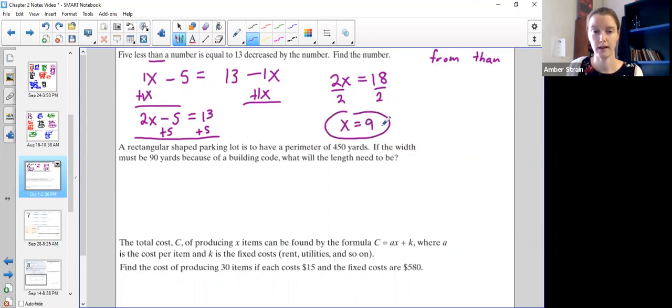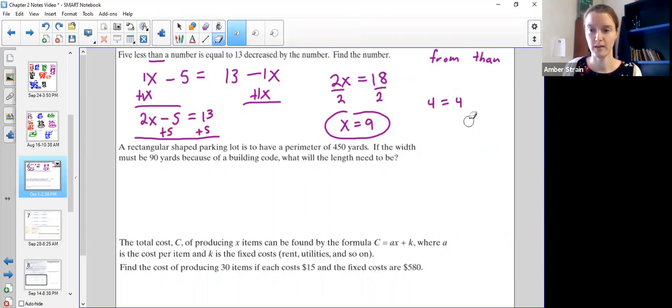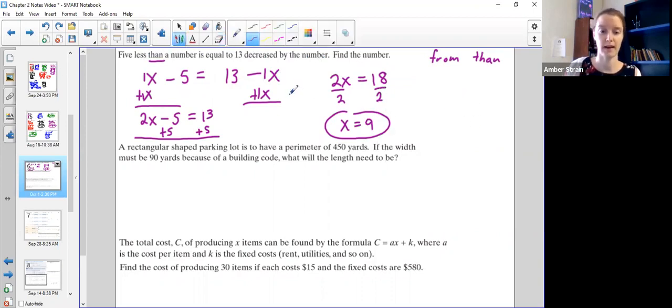5 less than 9 is 4, which is equal to, wait, hang on. 5 less than a number. 9 minus 5. 5 less than 9 is 4. Okay, I got myself confused. 5 less than 9 is 4, which is equal to 13 decreased by 9, which is 4. There we go, sorry. I was trying to check my work and I confused myself. So 4 is not the answer. 4 was me checking the work. 9 is the number that makes that happen.